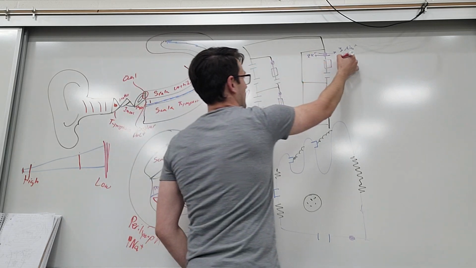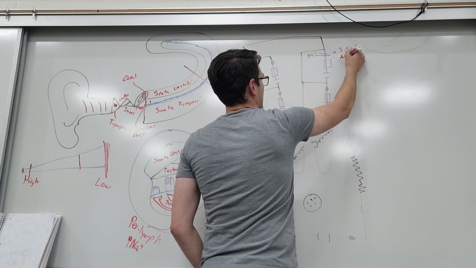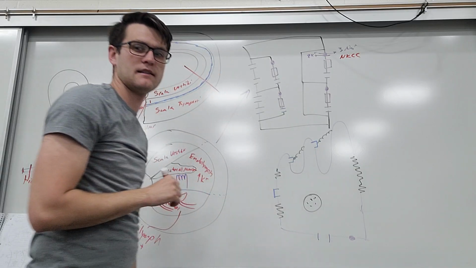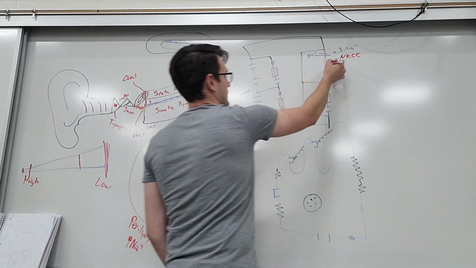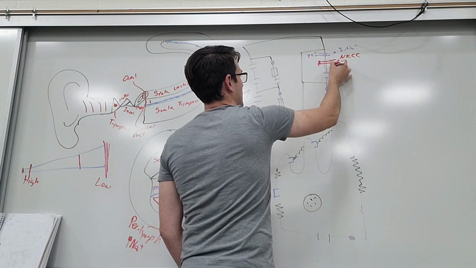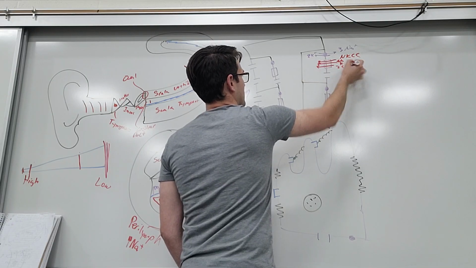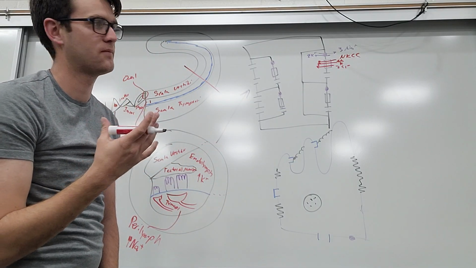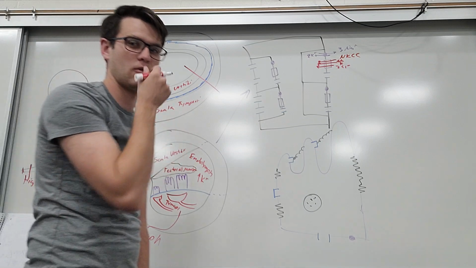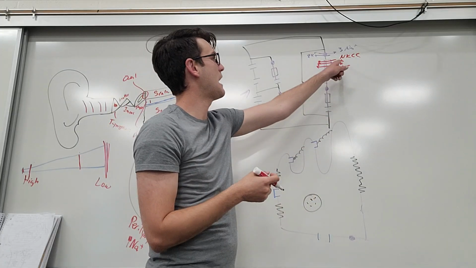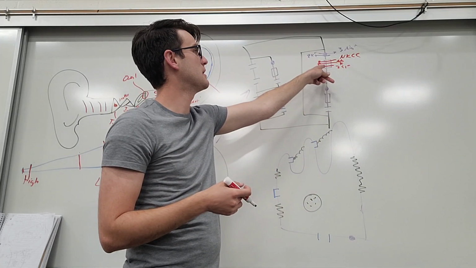Now, this is what's called our NKCC. Okay, our NKCC pump. So what that's doing is it's going to pump in a sodium, and it's also going to pump in potassium, and it's going to pump in 2 chlorides. We need that just so we don't have differentiation in charges. So we're going to pump some chloride in there just to keep it neutral, so we don't have it too positive. But anyway, now we're pumping in even more potassium here.